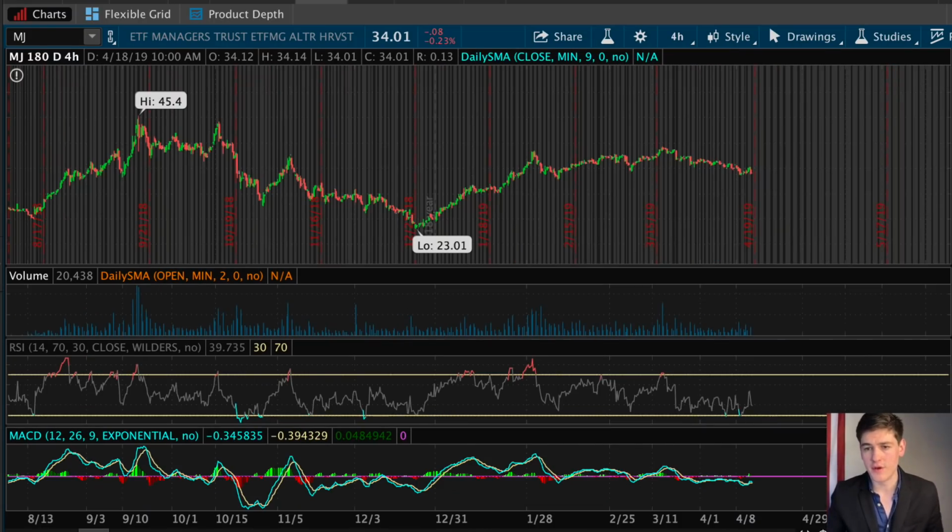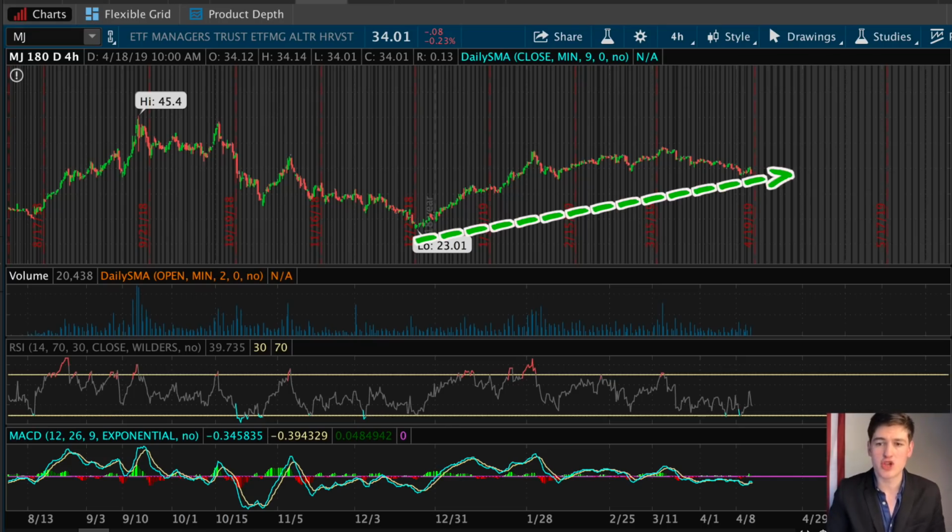MJ is an index that holds most of the major marijuana stocks, so it can give us an idea of the overall direction of the market that CRON is in. The overall market here is trending up on the year, so that serves as an indication that marijuana stocks are doing well and have an upward direction.